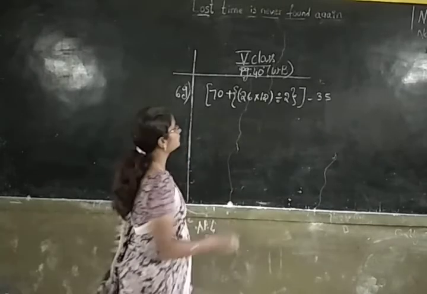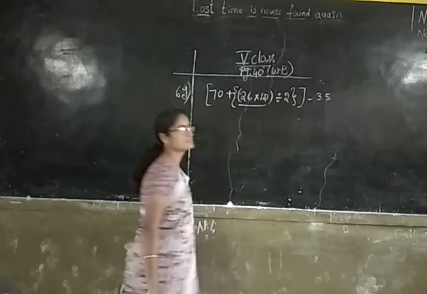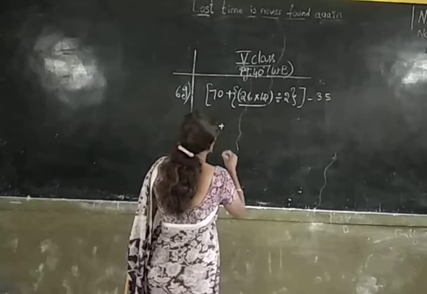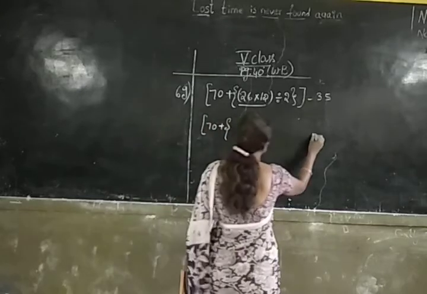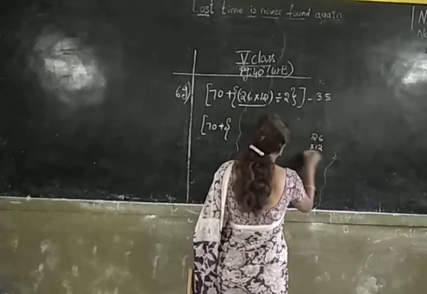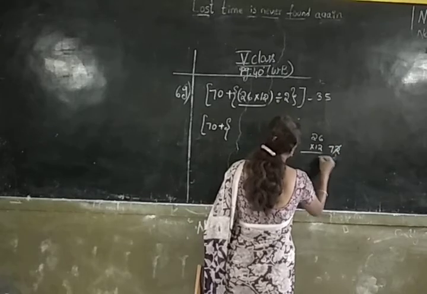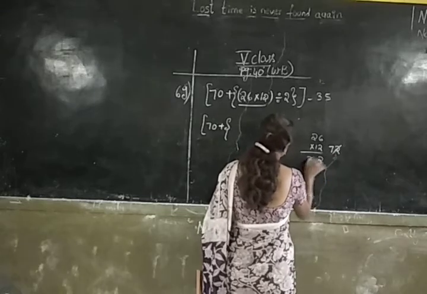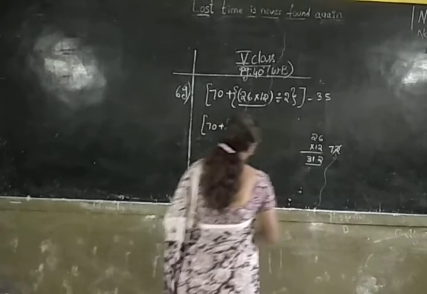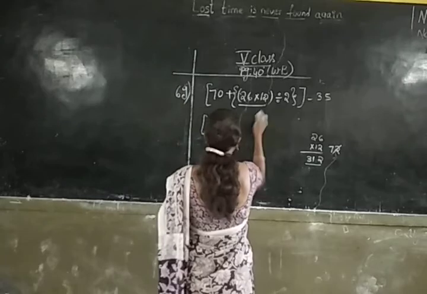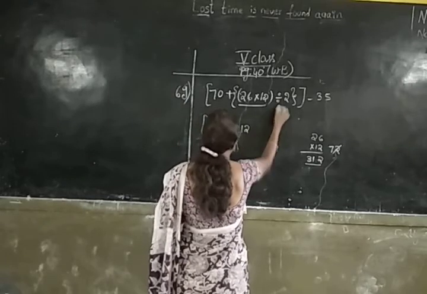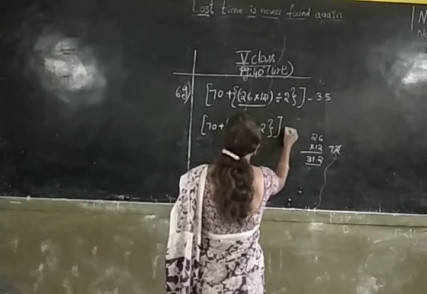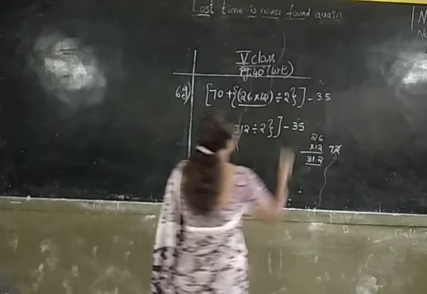Okay, children. According to the BODMAS rule, first we have to solve the terms inside the round bracket. So 70 plus flower bracket 26 into 12. 12 6s are 72. 12 2s are 24. 24 plus 7 is 31. So it is 312. 26 times 12 is 312. Divided by 2 flower bracket, square bracket and minus 35.